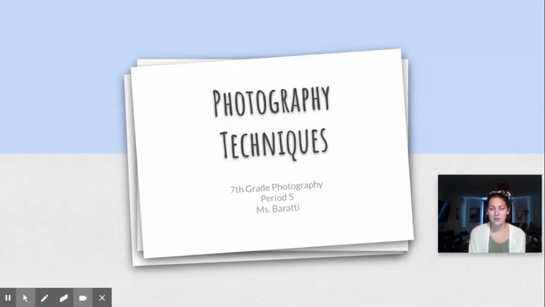Hey guys, so today we're going to go over some photography techniques. I wanted to go over these a little bit before we start getting into taking our photos, just so we can get a good overview of some good techniques to use and how to use them.